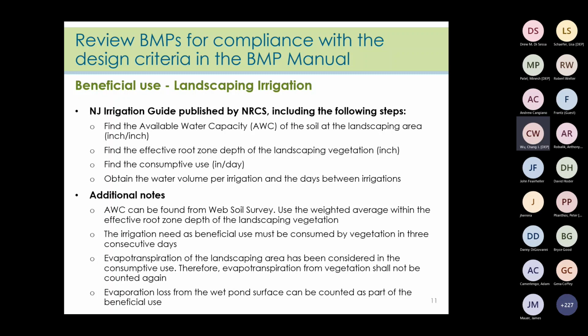So there are some additional notes. As I said, you can find the AWC from the Web Soil Survey. And when you go there, you will see there are different ways to estimate the AWC, like the maximum, the minimum, and the dominant. We recommend that you use the weighted average within the effective root zone depth for the AWC information.